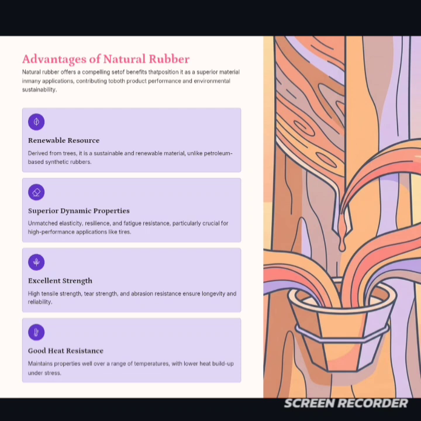Second, superior dynamic properties: unmatched elasticity, resilience, and fatigue resistance, particularly crucial for high-performance applications like tires. Third, excellent strength: high tensile strength, tear strength, and abrasion resistance ensure long life and reliability. Good heat resistance: it maintains properties well over a range of temperatures with lower heat buildup under stress.